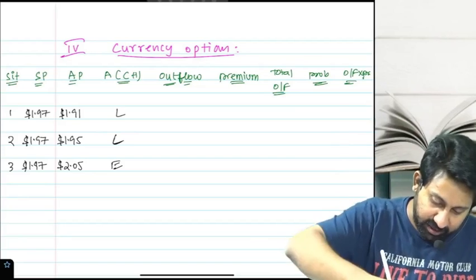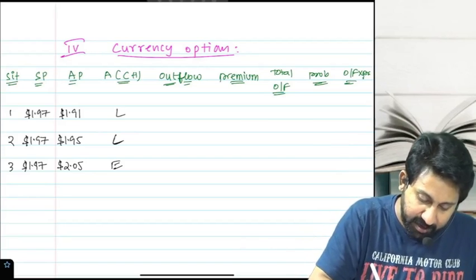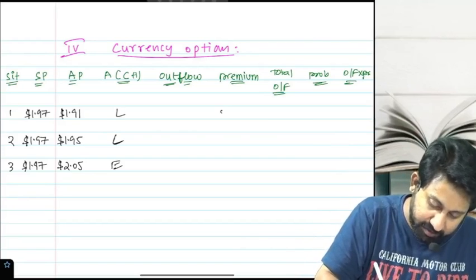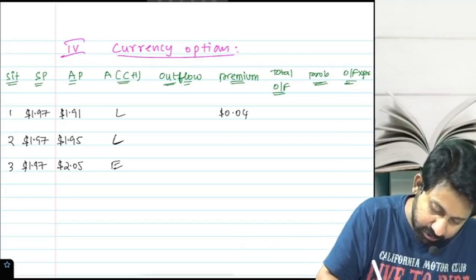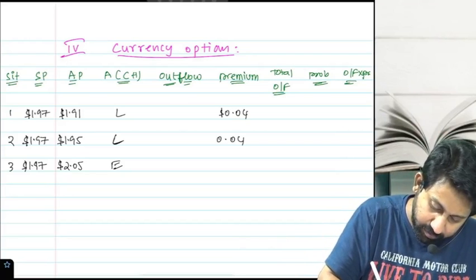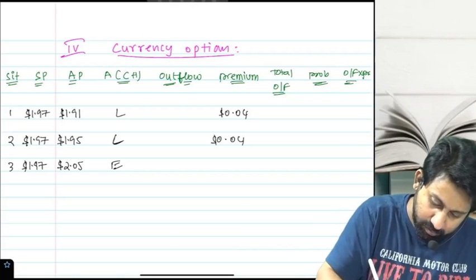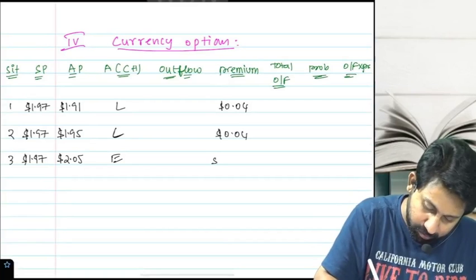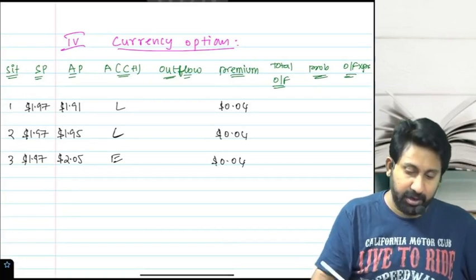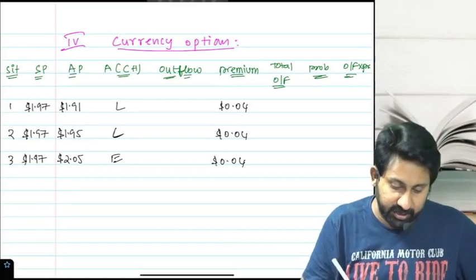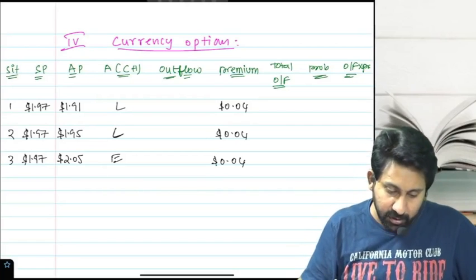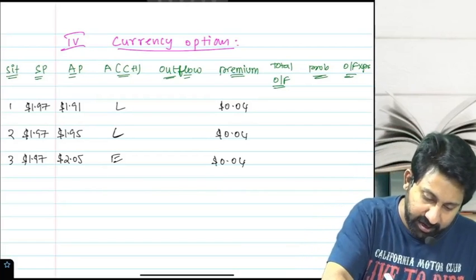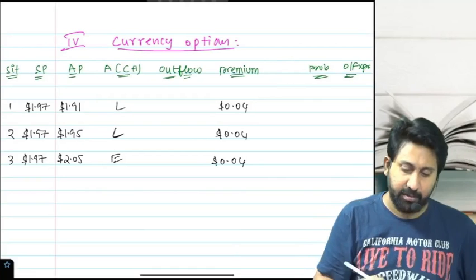Or I will do one thing. You can first add the premium also here. How much is the premium? $0.04. Okay, now what is the net cost? Total outflow. I'm writing directly here. I'm erasing this.